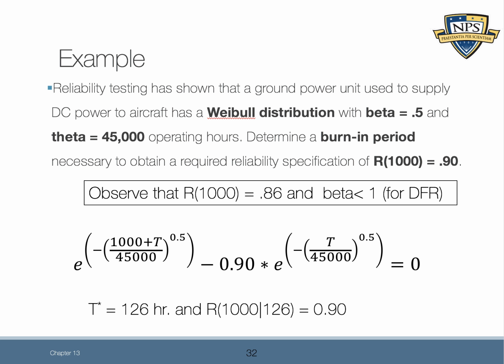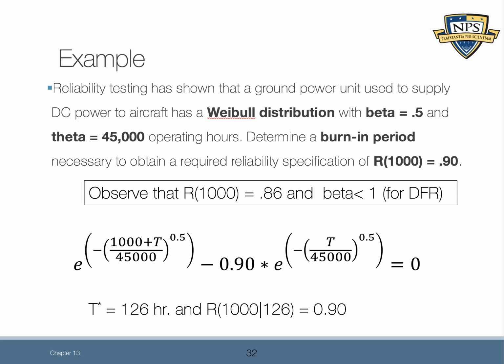Okay, so with our burn-in samples, if we don't do burn-in at 1,000 hours, we are not going to meet our specification. The reliability is 0.86. We need it to be 0.9. So we need to eliminate some of those samples. And the question is, how long do we test for? How much life do we use out of the system to weed out some of those samples?